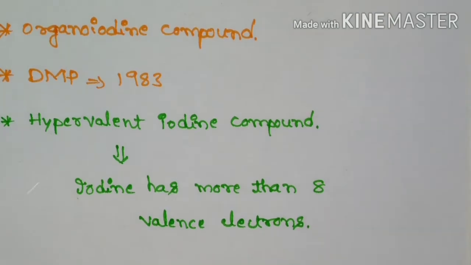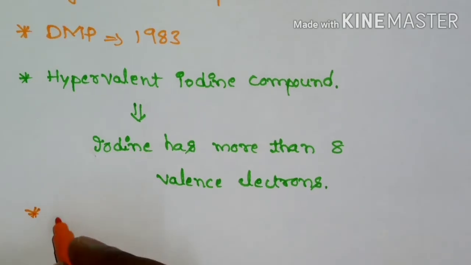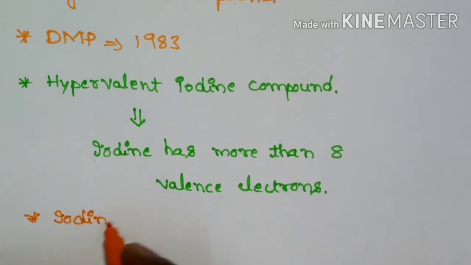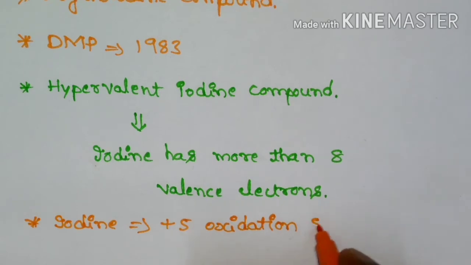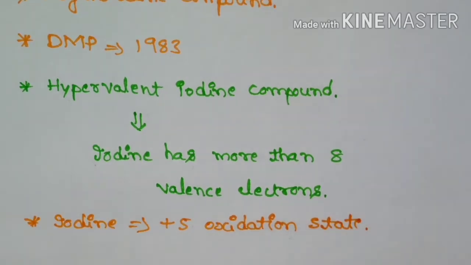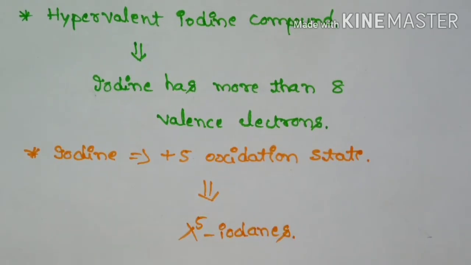And in this Dess-Martin periodinane, iodine will be in the +5 oxidation state. So it comes under λ5 iodanes. So this λ5 indicates the oxidation state of iodine, and this comes under the iodane category.